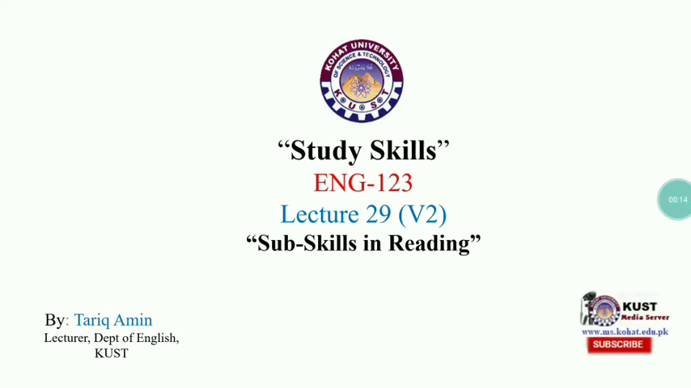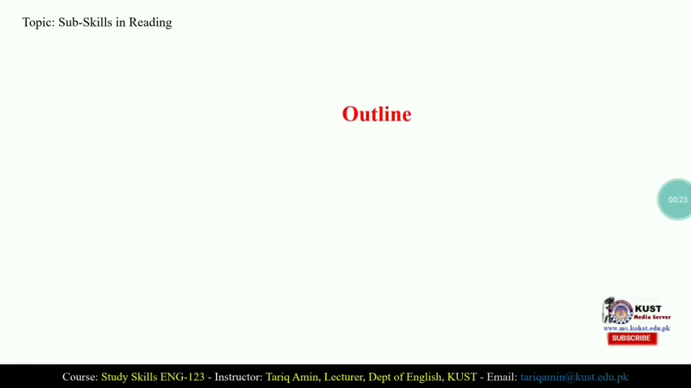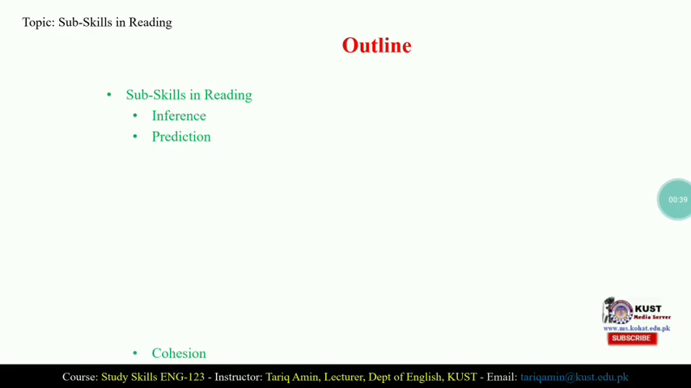This is video number 2 of lecture number 29, and our topic today is sub skills in reading. Let's have a look at the lecture outline of today's class. In today's class, we are going to talk about sub skills in reading. The sub skills are inference or inferencing, the second one is prediction or predicting, and then cohesion, coherence, and after that we have cloze exercises.